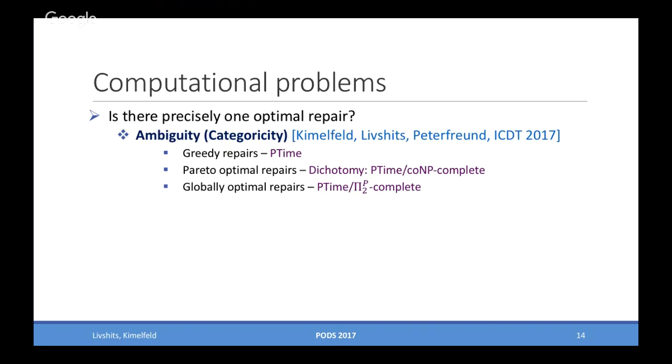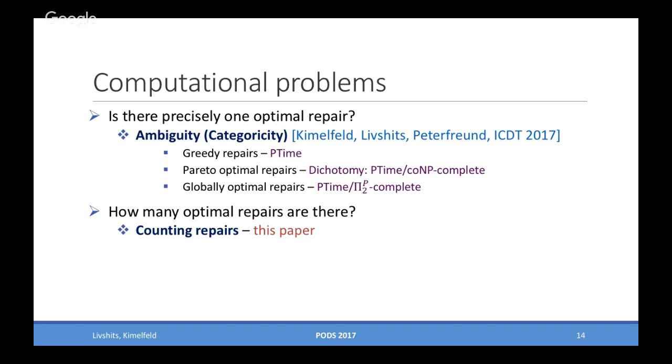But what if that's not the case? What if we have more than a single optimal repair? Then we would still like to have some indication of how far away we are from a single optimal repair. So the next question that we want to answer is: how many optimal repairs are there? This is the problem of counting repairs, which is the first problem that we study in this work.